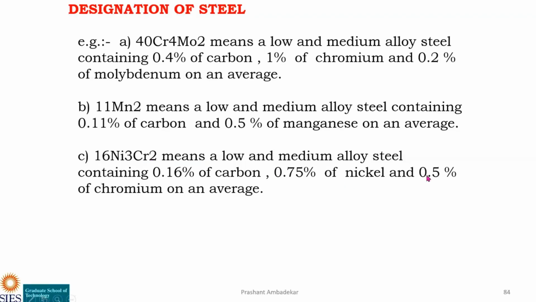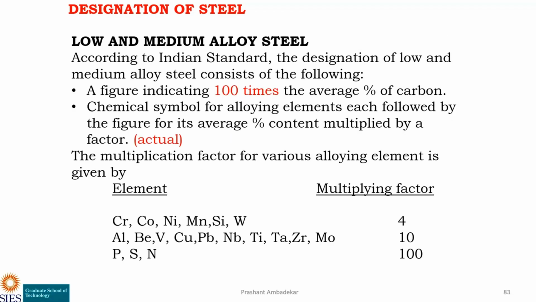Okay, see here, in the third example, we'll talk about chromium first. Cr2. So it is 0.5% of chromium, actually 0.5 multiplied by 4. So 0.5 multiplied by 4 comes out as 2. So while writing in the designation, I will write it as 2. So Cr2. Is this clear? Any doubt to anyone? I will repeat it again.